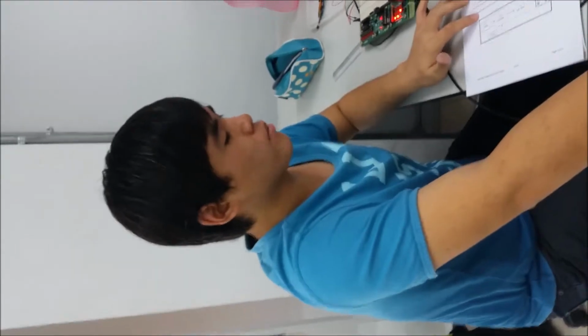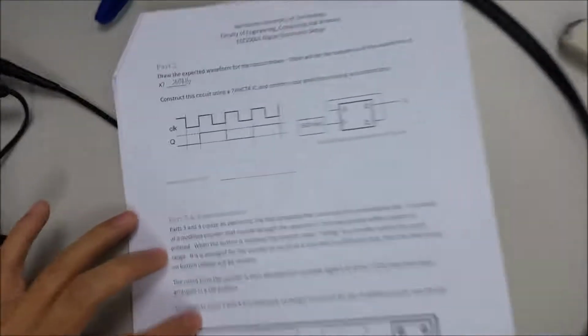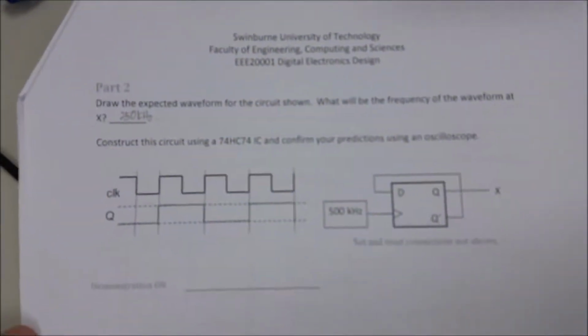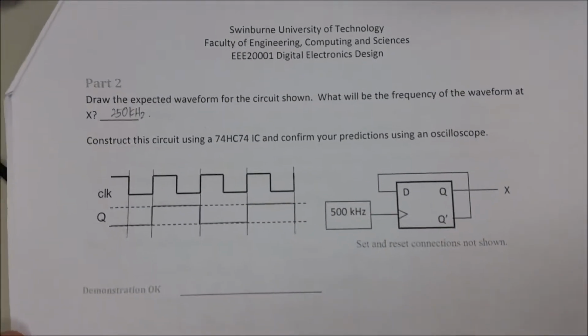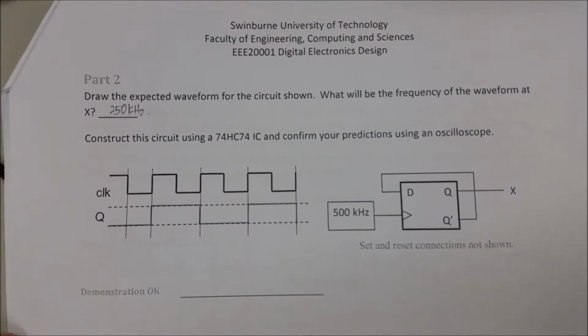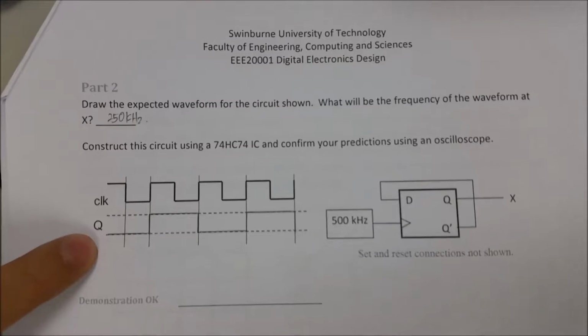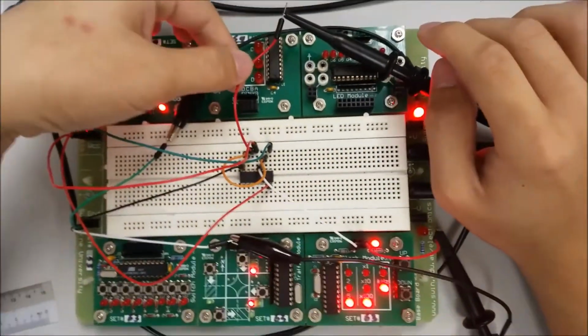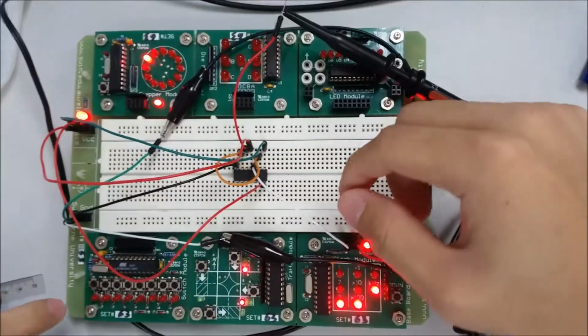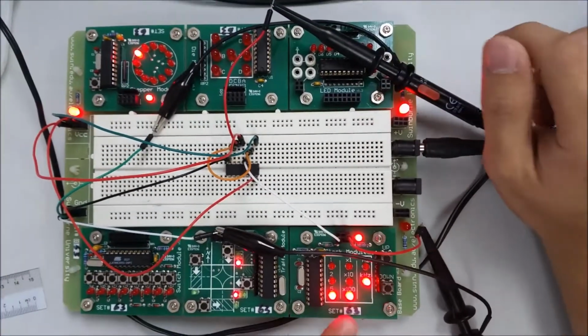For part 2 of lab 2, we are required to draw the expected waveform for the circuit shown. We predict that the frequency of the waveform at X is 250 kHz. This is the waveform that we predict. This is my circuit. This is the output Q, which is X in this question.